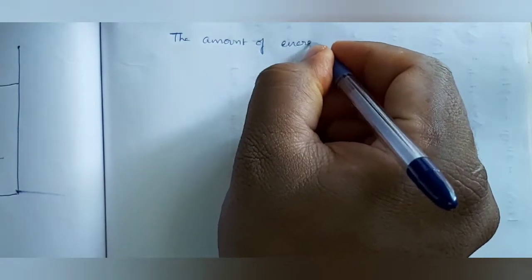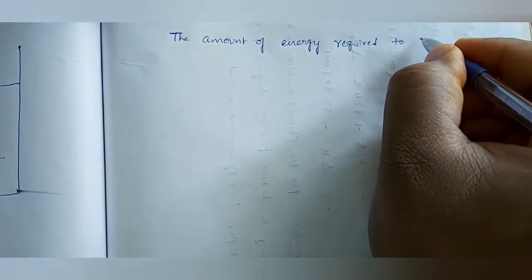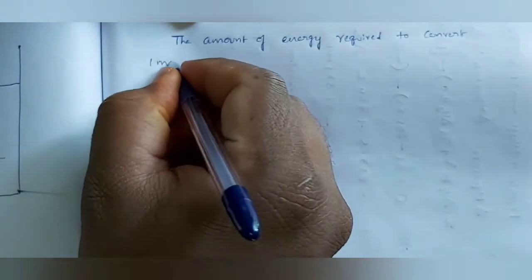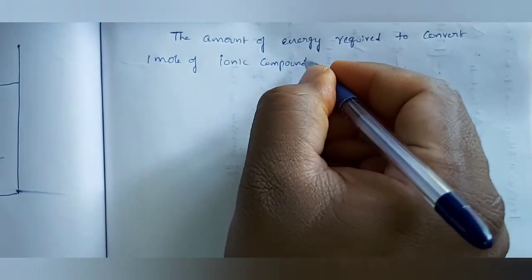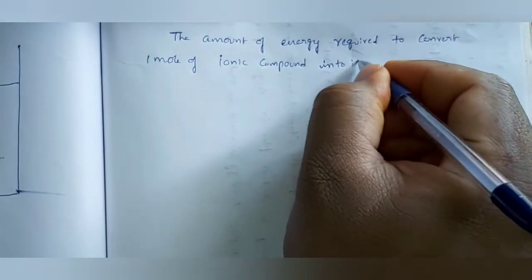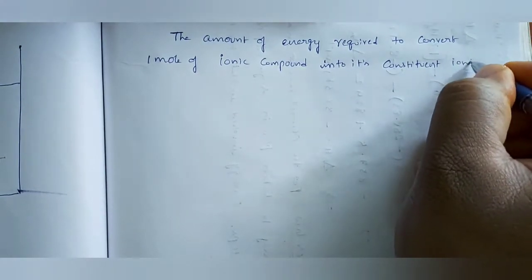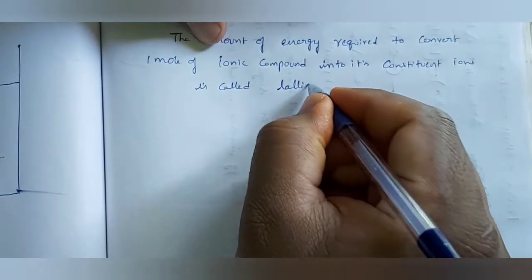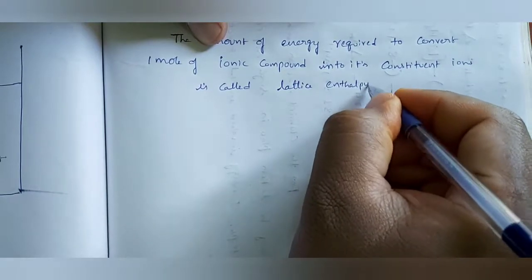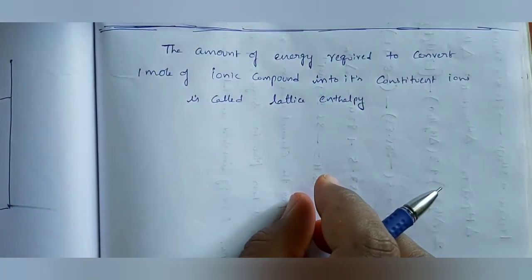The amount of energy required to convert one mole of ionic compound into its constituent ions is called lattice enthalpy.